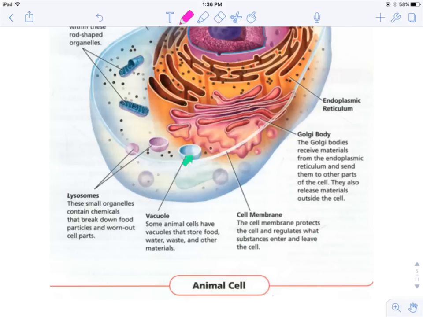In the animal cell, which is different than in the plant cell, you can see the vacuole. Now, the vacuole in the animal cell is a lot smaller. Some animal cells will have vacuoles that store food, water, waste, and other materials, but not all animal cells will. You also see something that's a little bit different than in a plant cell. These are called lysosomes, and these are small organelles that contain chemicals that break down food particles and worn out cell parts.